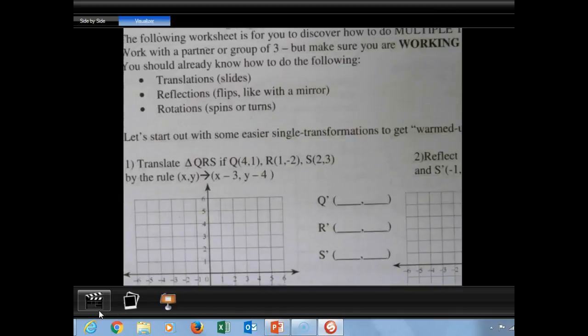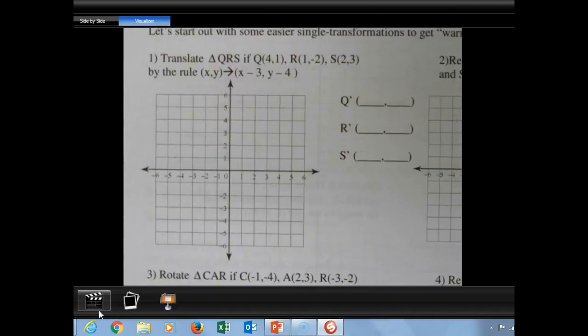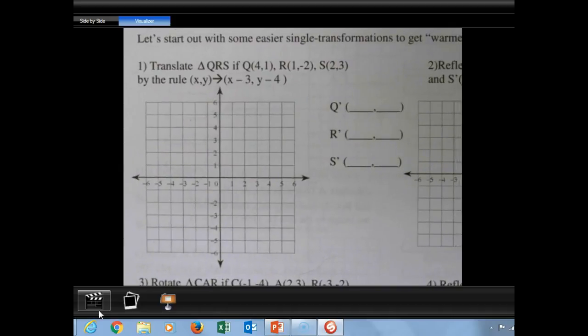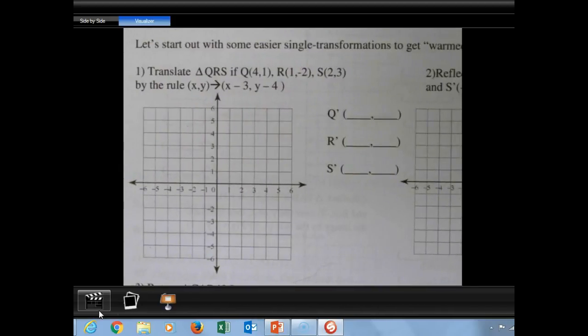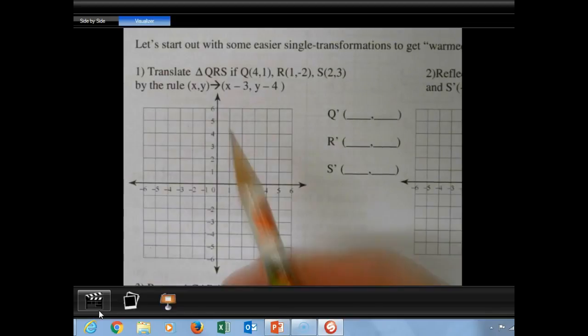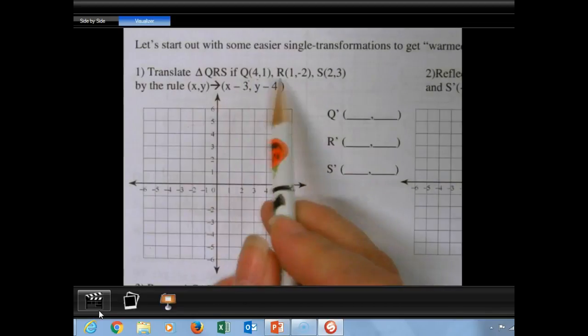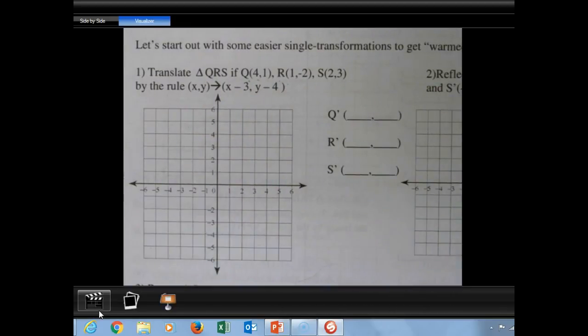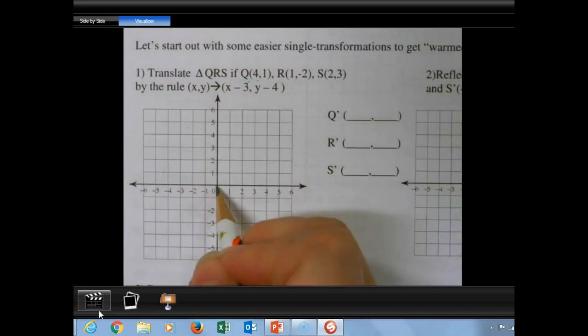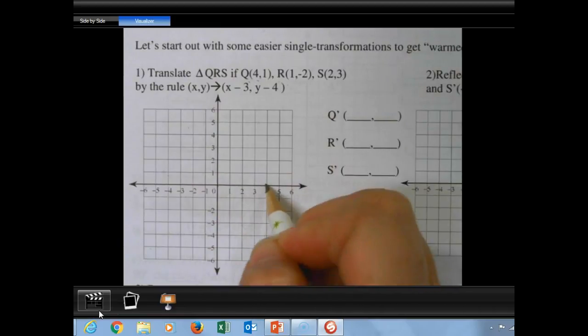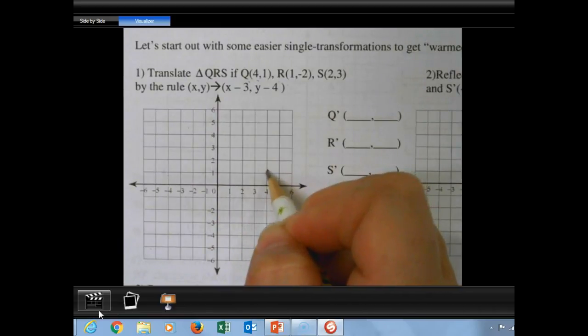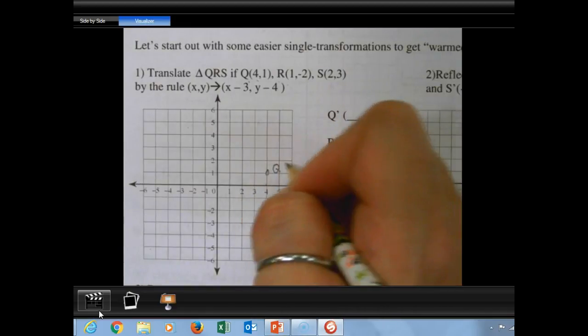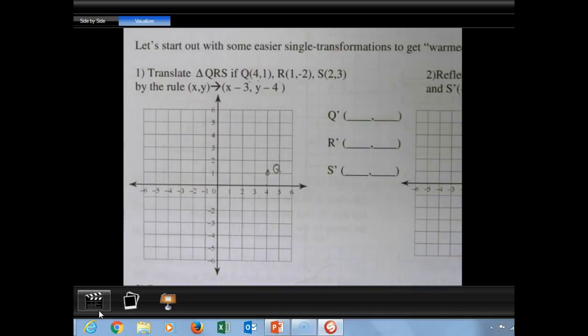Let's go ahead and look at number 1. Okay, so we're going to start with some easy ones, just to get warmed up. Your figure is 4, 1, Q, R, S. Let's go ahead and graph these sets of ordered pairs for our original image. From my point of origin, am I going left or right for Q? Right, how many? And then up or down? Up 1. Good. Super important that you know how to graph. That's your first step. Go ahead and finish graphing R and S.